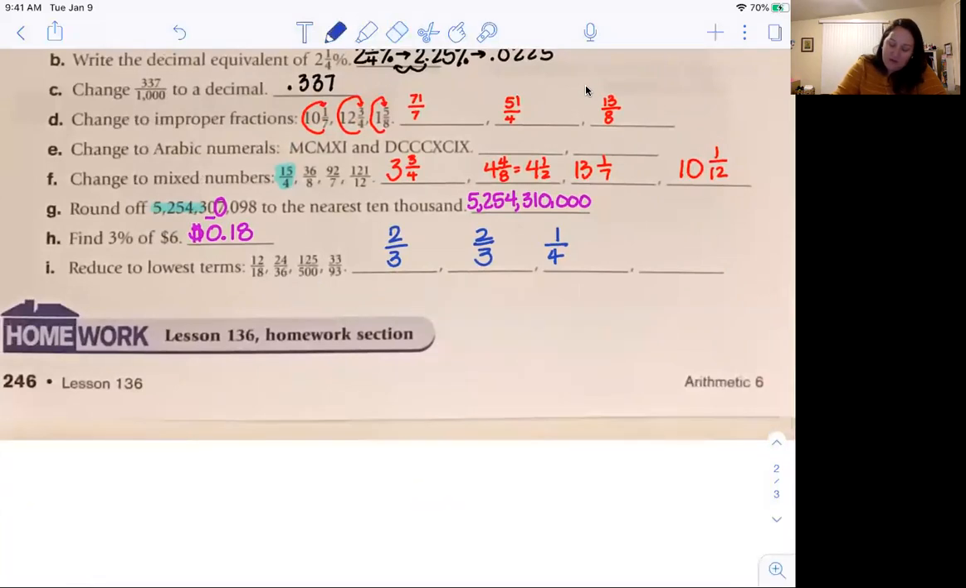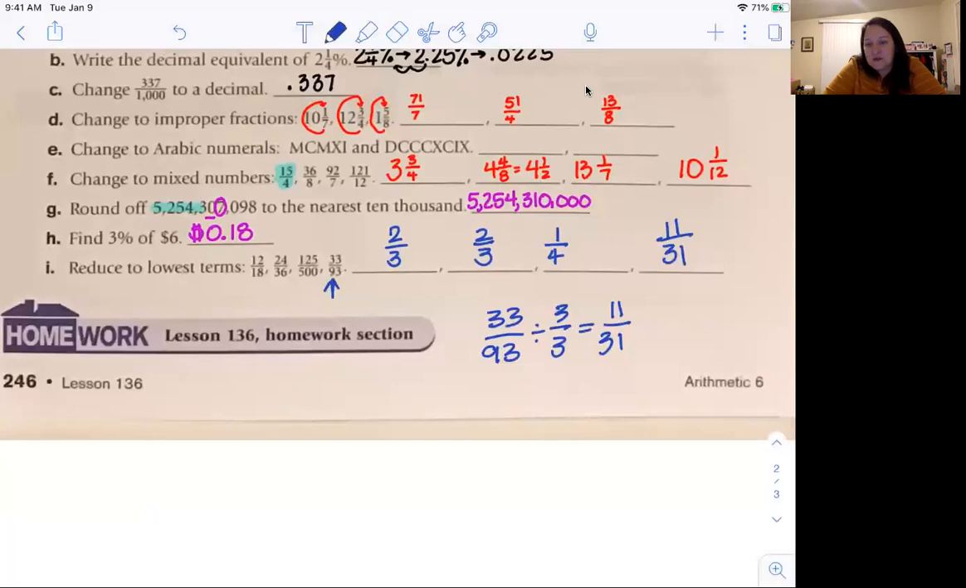It's kind of cool. And then we get 33 over 93. What would be my greatest common factor? What does it look like it's going to be? You want to try 3? Let's try 3. 33 divided by 3 is 11. And 93 divided by 3 is, well, 3 goes into 9 3 times. 3 goes into 3 1 time. 11 over 31. They are both prime. So we know that's reduced all the way.